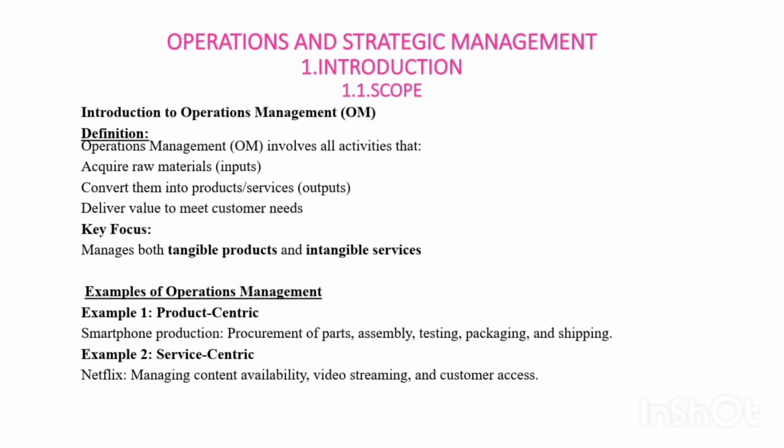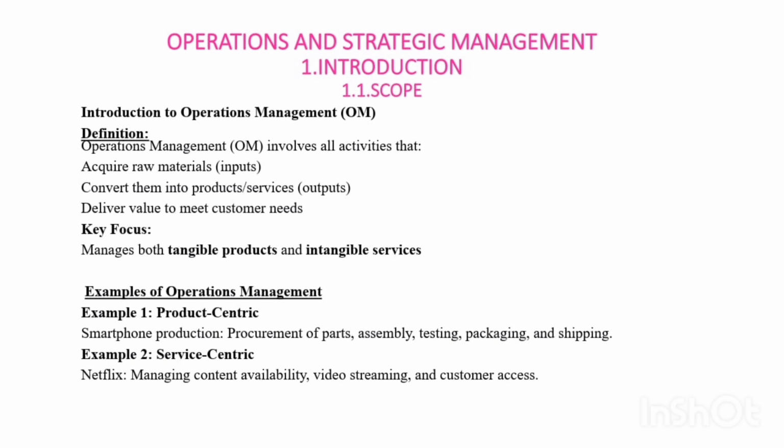Let's see the definition. So, operations management involves all activities like acquiring raw materials, that means for example buying steel, flour, chips, etc., then converting them into products or services, that means the outputs are created from inputs. The third one is deliver value to meet customer needs, that means for example if the customer gets a car that runs or bread that is fresh, all these are examples.